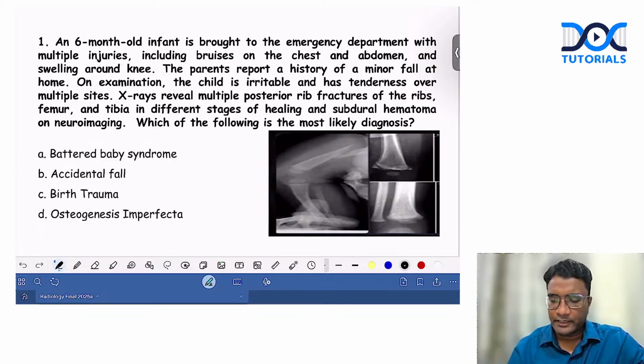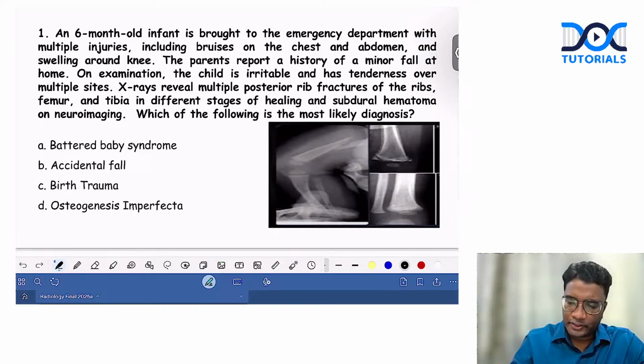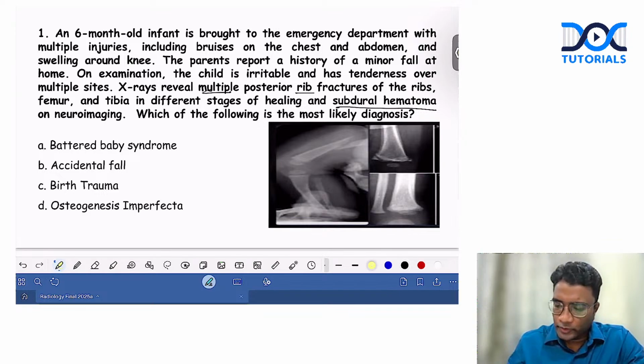A 6-month-old infant is brought to the emergency department with multiple injuries, including bruises on the chest and abdomen and swelling around the knee joint. The parents report a history of a minor fall at home. On examination, the child is irritable and has tenderness over multiple sites. X-ray reveals multiple posterior fractures and fractures of the tibia and femur at different stages of healing, and subdural hematomas on neuroimaging. So a very detailed history was given, and the patient has multiple fractures and the presence of subdural hematoma. Also, if you look at the image, it shows metaphyseal corner fractures, and you would not get such multiple fractures after a single fall, right?